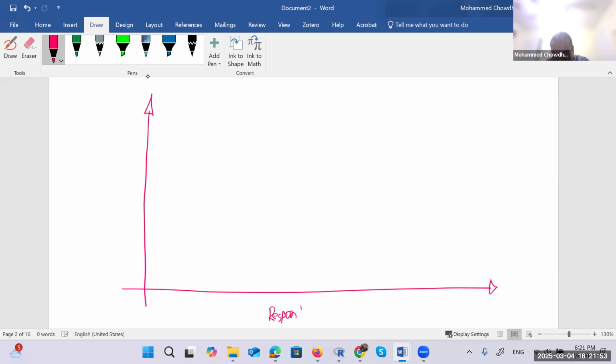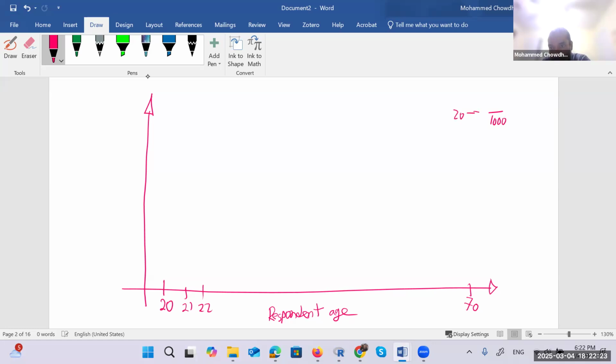Respondent age. You put here respondent age. Suppose respondent age, you start here at 20, and 21, 22, up until suppose you stop here at 70. So at age 20, suppose there are 1000 persons.